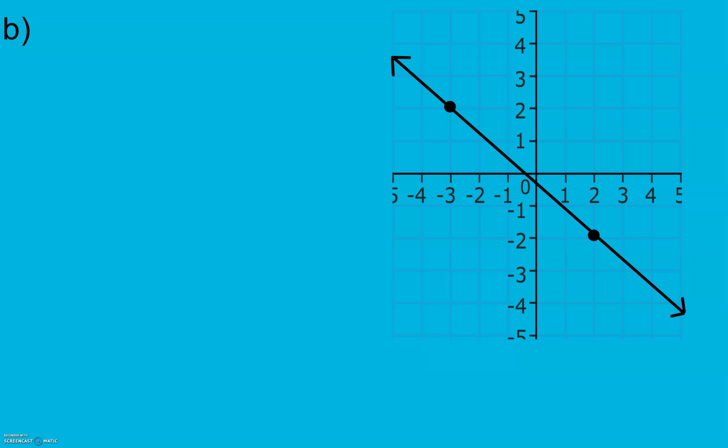Part B, same idea. We want to find our slope. So slope, again, is our rise over run.